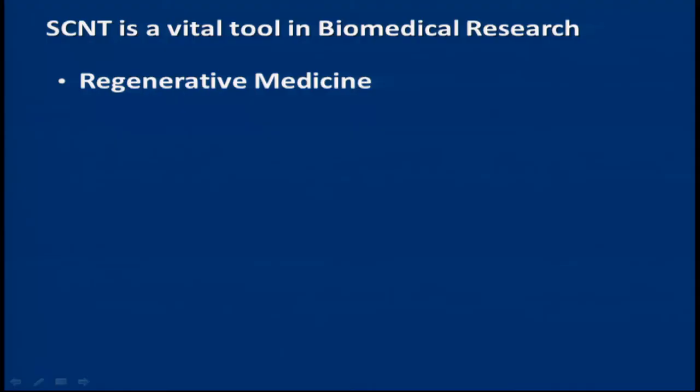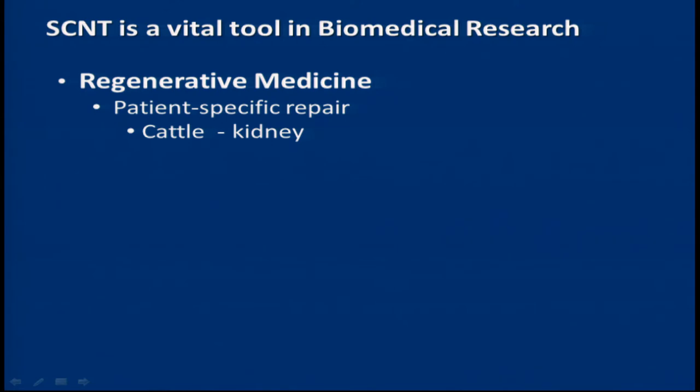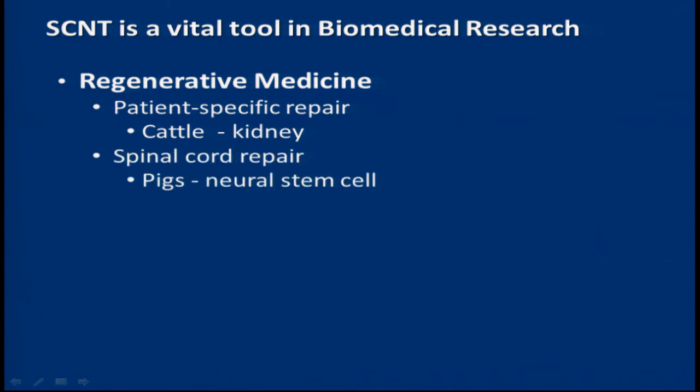It's also a vital tool in regenerative medicine and biomedical research. So using domestic animals, people have looked at the potential for doing patient-specific repair, in this case looking at kidney, making new kidneys. In spinal cord repair, using neural stem cells to repair the spinal cord in pigs. In this case, what they did is they made clone pigs, so they're experimental and their control groups had the same genotype.